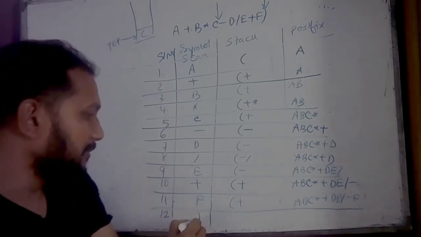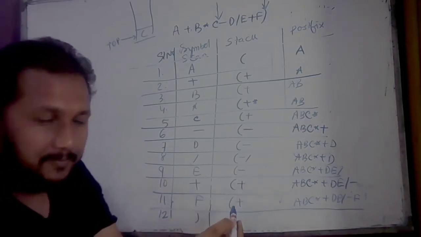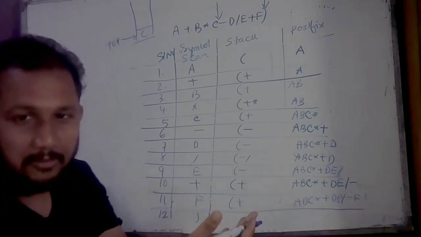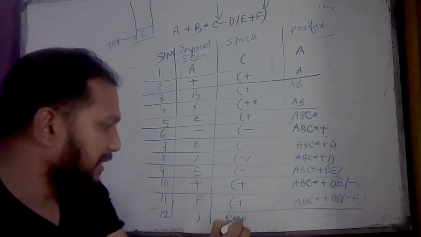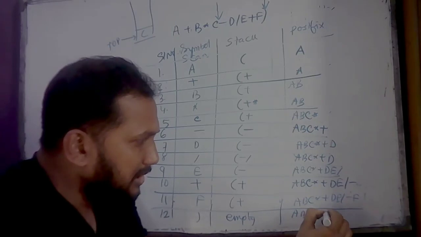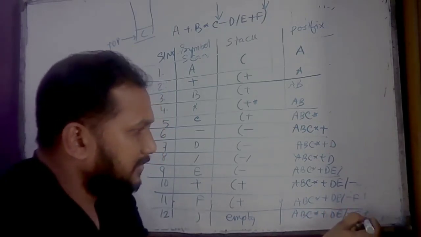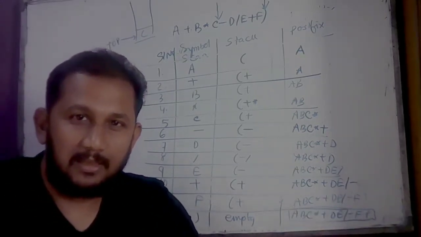So if there is a closing bracket, then all operators are popped out, including the first opening bracket. So the stack is empty, and the answer is ABC multiplication plus DE division minus F and plus. So this is the infix to postfix algorithm using stack.